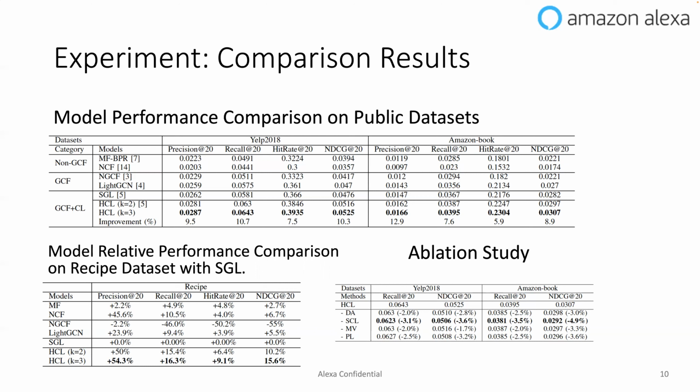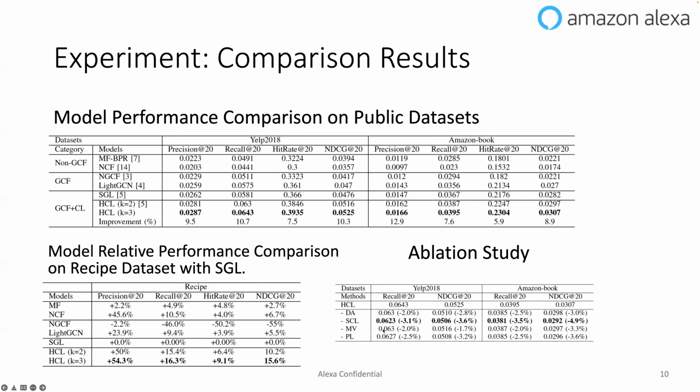For the internal recipe dataset, we also compare the results among all the baselines, and similarly, HCL with K equals 3 has the best results. We also do an ablation study to see whether all parts of our model are useful or not. If we remove each part, it will cause a degradation of the model performance.